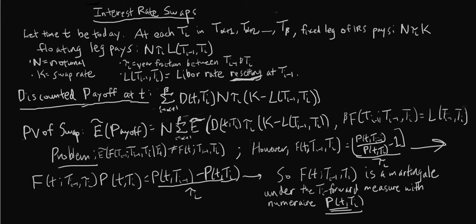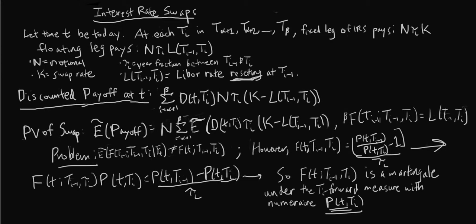So this is the zero coupon bond price at time t_{i-1}. This is the zero coupon bond price at time t_i. And then you're dividing it by tau_i. So this is just rewriting the equation for the forward rate that I've gone over in a previous video. If we do some algebra and re-express this equation, what this tells us is the forward rate times the zero coupon bond price that expires at T_i is the difference of the zero coupon bond prices at times T_{i-1} and T_i.